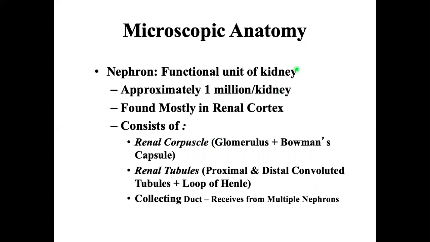Nephron, functional unit of the kidney. There's approximately 1 million nephrons per kidney. They're found mostly in the renal cortex. The lingo that we're looking for is the renal corpuscle, is the glomerulus plus the Bowman's capsule. And then we have tubules from that. So we have a proximal convoluted tubule, a distal convoluted tubule, and then a loop of Henle. And then we have a collecting duct, and the collecting duct drains many nephrons.